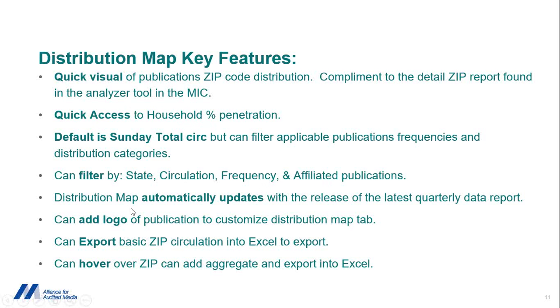What's great about this distribution heat map is that it automatically updates with the latest quarterly release data report. So that map I showed you previously in the audit report, that's only for the audit. It's a printed document, it's a PDF, it's static. This distribution map comes alive. It automatically updates with our quarterly data report. It's clickable. You can click on various zip codes, and it aggregates your zip codes as you click on them, and you can export them into an Excel. The other feature is that you can also customize your distribution tab with your publication logo.